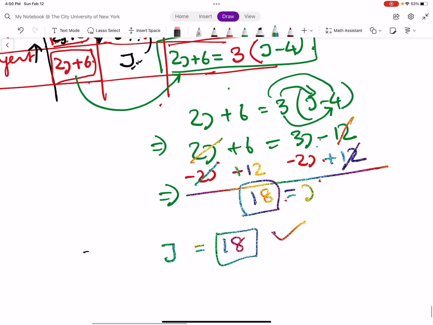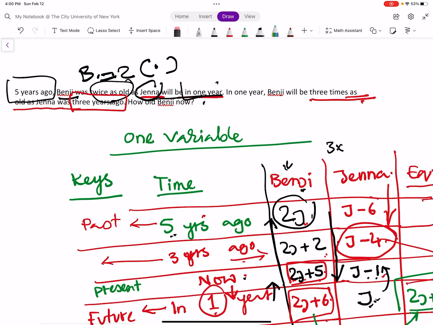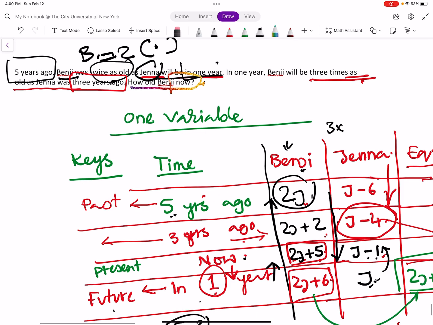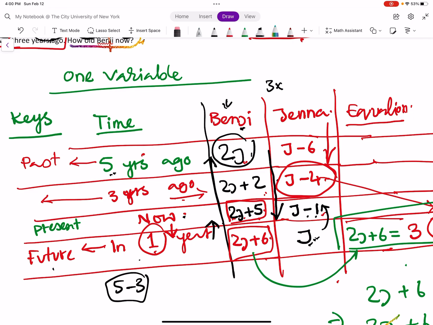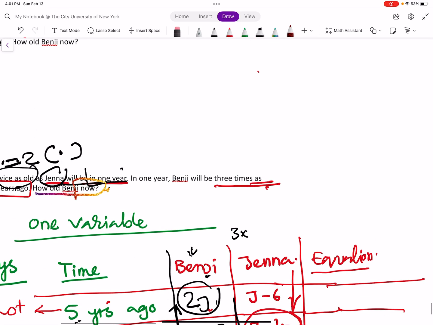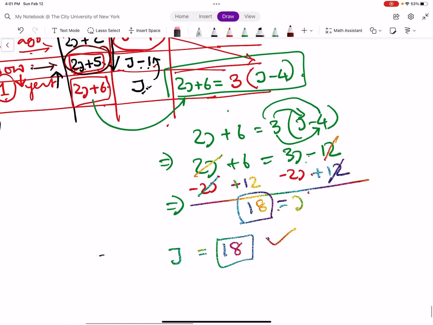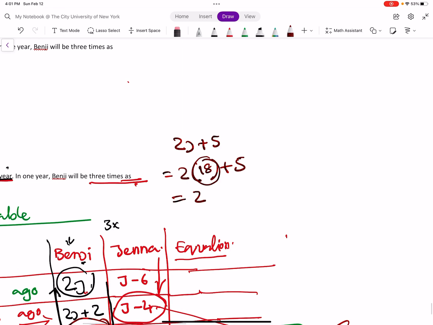So let's move on. What they asked for in the question. The question says, how old is Benji now? So what is Benji now? If you see this one, now Benji is 2j plus 5. We have found that j is 18. Where did we get 18 from? If you see here, from this, right? So 18. So you get 2 times 18 is 36 plus 5, that's 41, right?